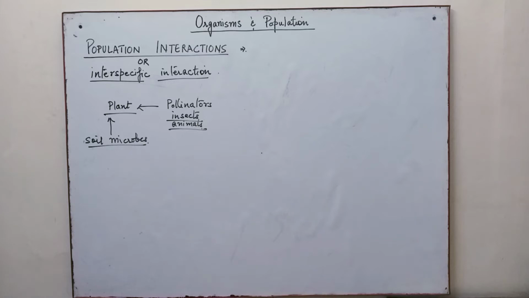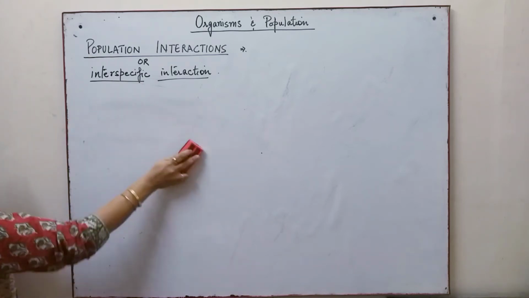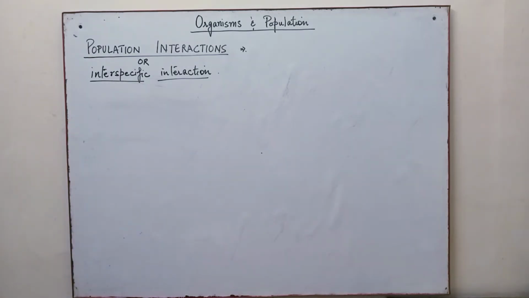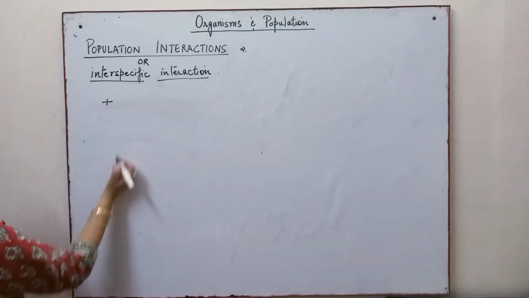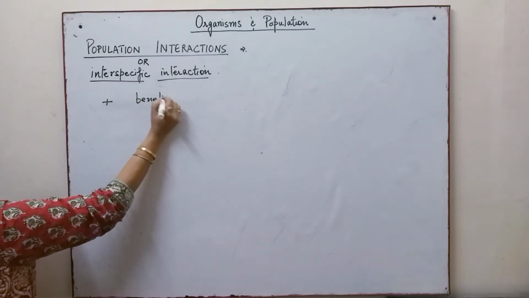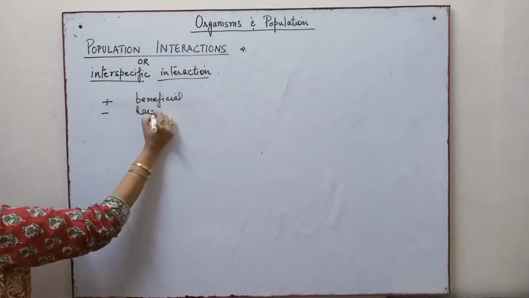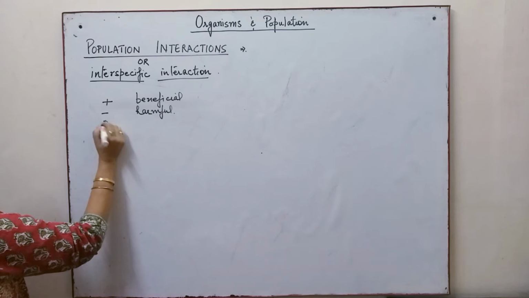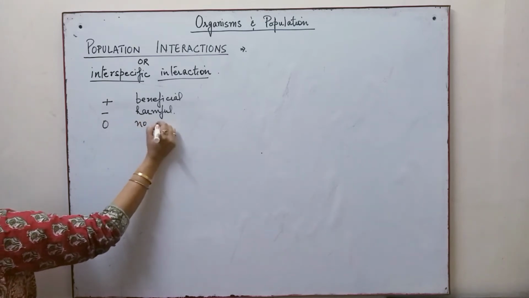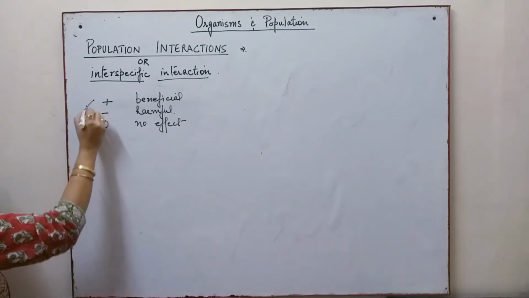Now here we are going to understand what type of interspecific interactions are taking place. We are going to talk about the species, but let us understand the symbols. The plus sign will be used when it is beneficial for a species. The minus sign will be used when it is harmful or not beneficial for a particular species. And 0 we will use if there is no effect on that particular species. So these symbols we will be using.